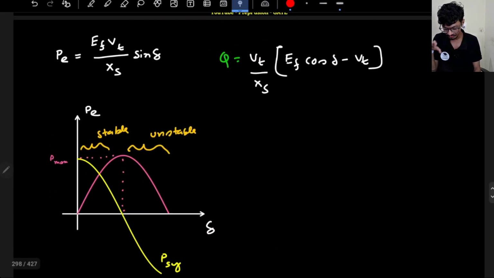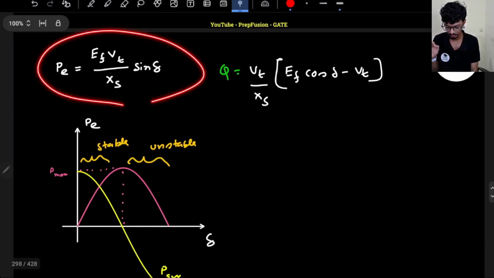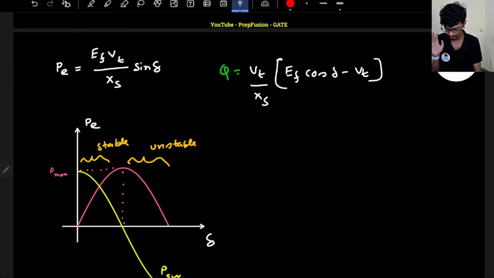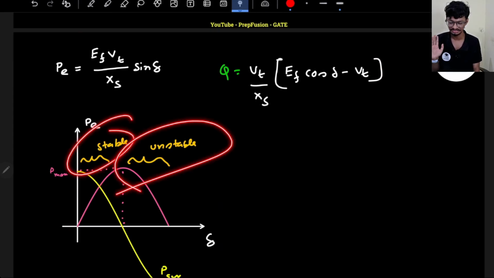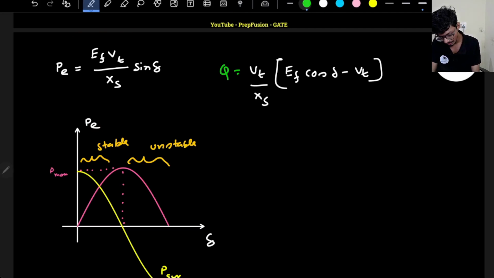Let's first start with this: for a cylindrical pole rotor this is the expression for power, and this is the expression for reactive power. This was the stable region and this was the unstable region. Why this is stable and why this is unstable has already been cleared in the previous lecture. Today I just want to focus on one thing. First, when is my power maximum? Power is maximum at the edge of the stable and the unstable region. At this point the power is maximum.